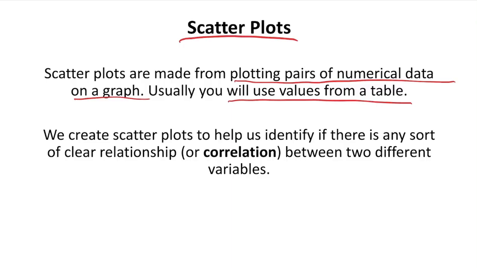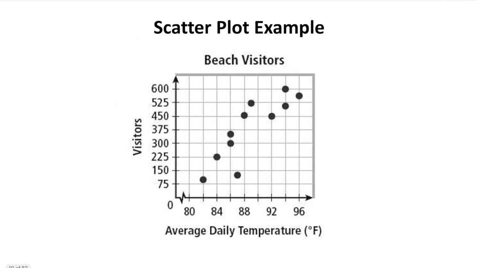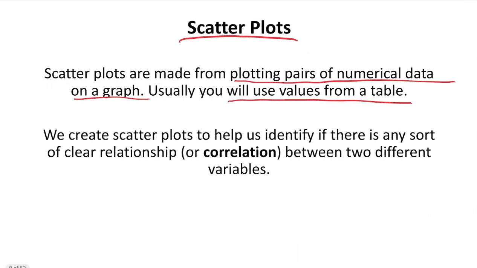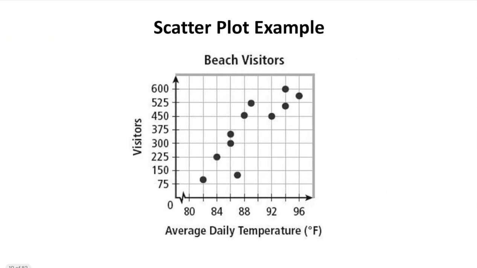We do this to help us figure out if there's a correlation, if those two things have a relationship or not, if they affect each other, okay? Sometimes they do, sometimes they don't. That's called correlation when they do have a direct effect on each other. Okay? So let's look at this example.